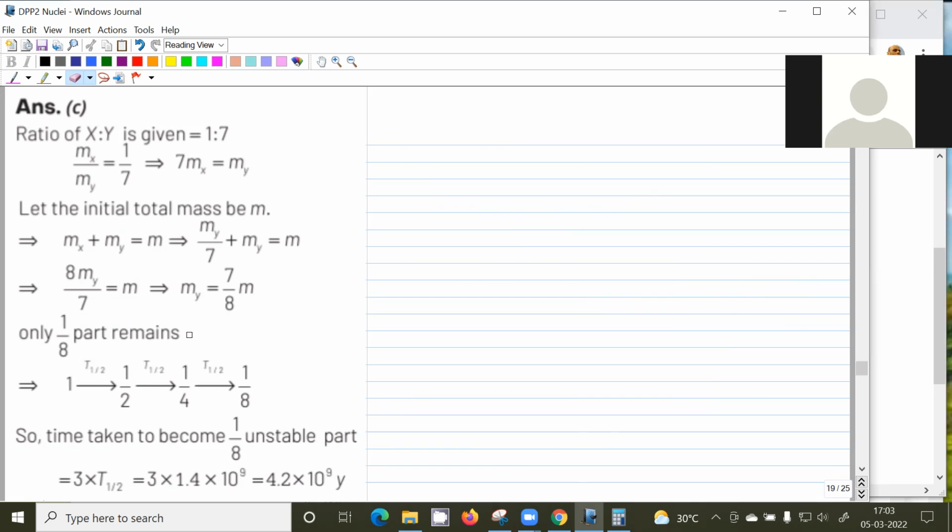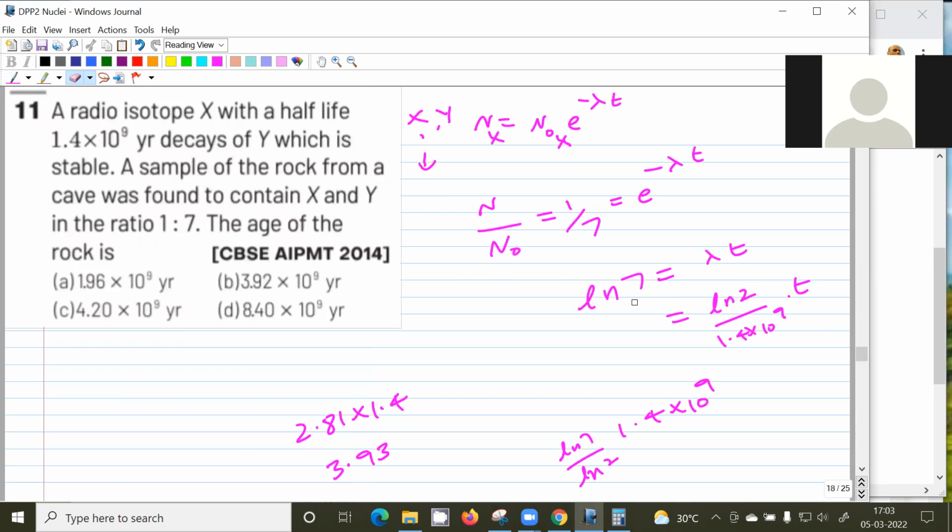Okay. So after 1 half-life, half will remain. After 2 half-lives, 1/4 will remain. After 3 half-lives, 1/8 will remain. So 3 half-lives have gone. Okay. So 3 into half-life 1.4. So option C.